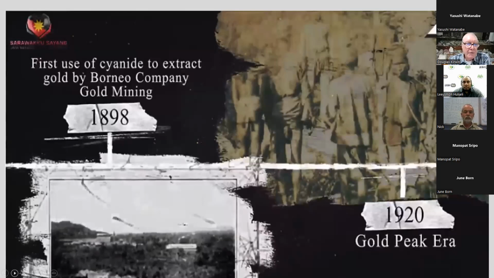It was later in the 1890s when a British company moved in, and this was called the British Borneo Gold Mining Company. And the peak production was around 1920 from the Tai Parrot mine, and this produced just over 1 million ounces.